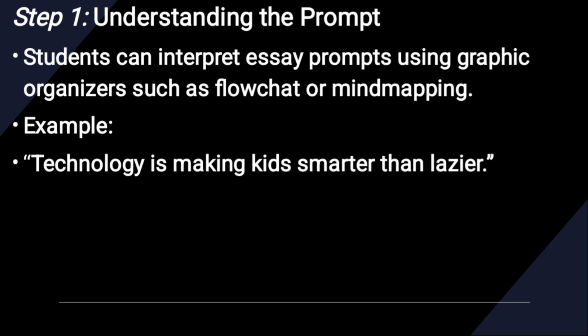So let's look at the first step, which is understanding the prompt. The first step in essay writing is truly understanding the essay prompt. Students can use tools like flowcharts or mind maps to break it down. For example, when you have a topic like technology is making kids smarter or lazier, mind mapping helps identify keywords, arguments, counter arguments, and supporting evidence. So this makes the writing process clearer and more focused.